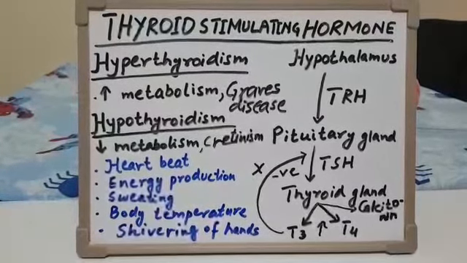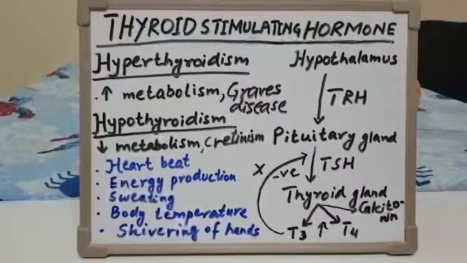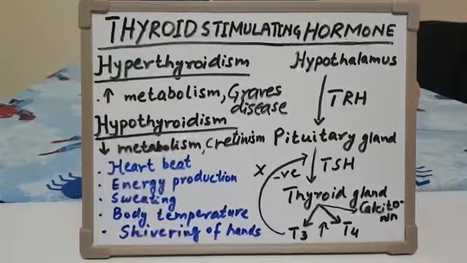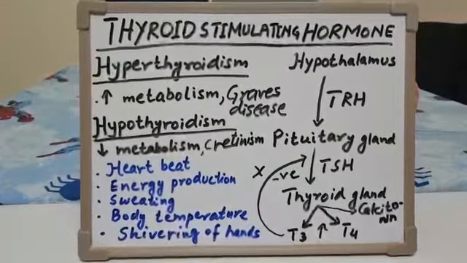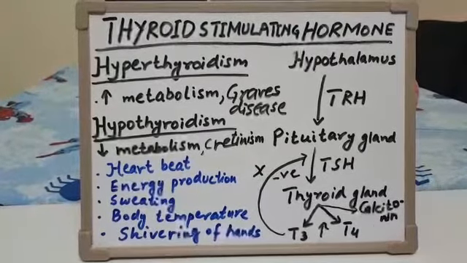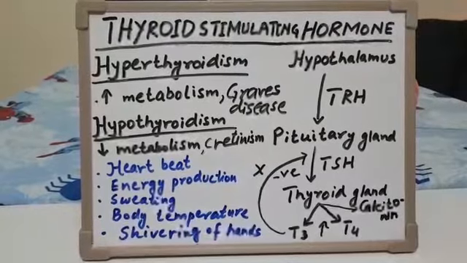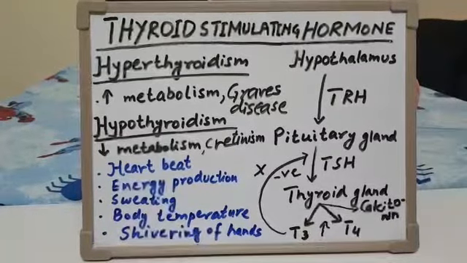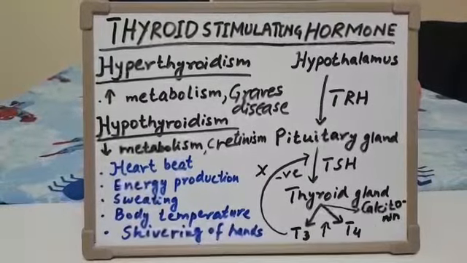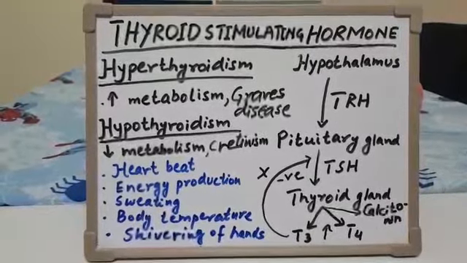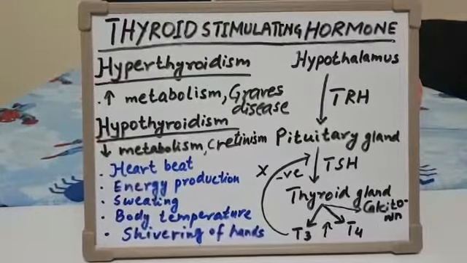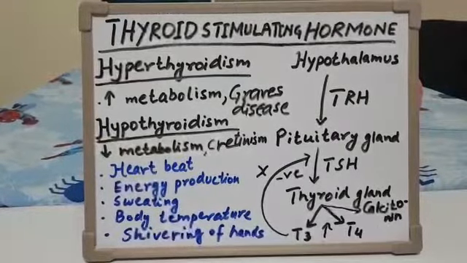Now there are 2 different conditions which result from abnormalities in the secretion of T3 and T4. As I have already mentioned, T3 and T4 require iodine. So one of the main reasons for malfunction of these hormones is iodine deficiency, especially in hypothyroidism. One of the main causes is an inadequate supply of iodine in the diet, which may disturb the synthesis of thyroid hormone.